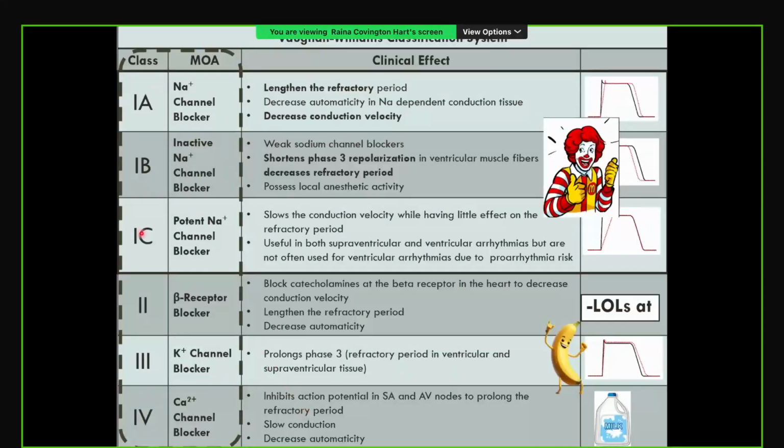So we already said we had class 1, which was all sodium channel blockers. Now, when you look at this, I'm not going to say inactive sodium channel blocker or potent sodium channel blocker. As long as you know that they are a sodium channel blocker, that is fine. If you see that on the exam, as far as if I said potent versus inactive, I'm not tricking you, that is what it is. I'm just putting it for completeness. But if you know it's a sodium channel blocker and that it's a class 1A, 1B, or 1C, that is fine. Okay, I'm not going to make you differentiate between that.